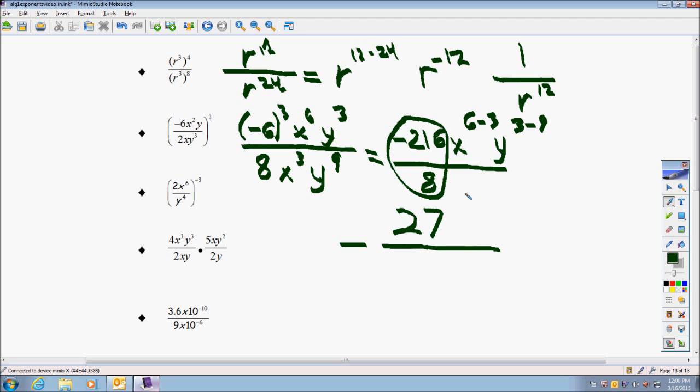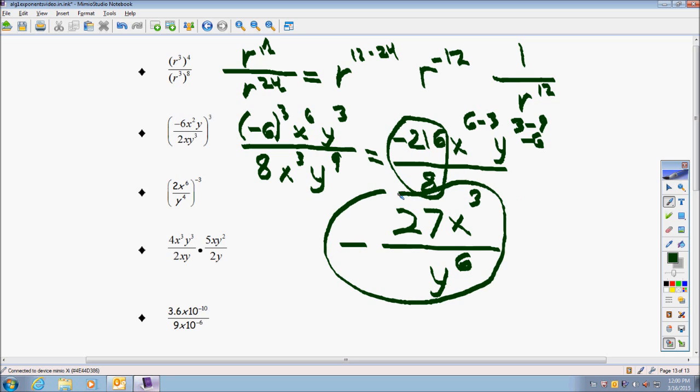Now, x to the third power, x cubed. Now this is y to the negative 6, 3 minus 9, which needs to come downstairs. And there's your answer. Remember, the whole thing's negative, though, because we had a negative number here. There's your answer. You can have a negative number. You can have a negative fraction. You can't have negative exponents. Please know that. You can have a negative answer. You cannot have negative exponents.